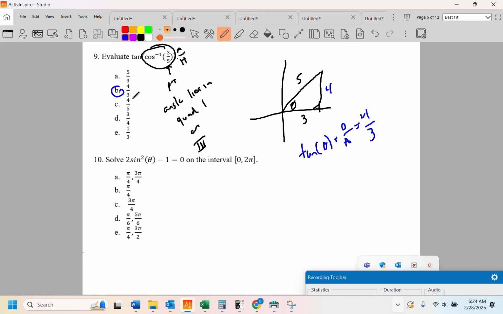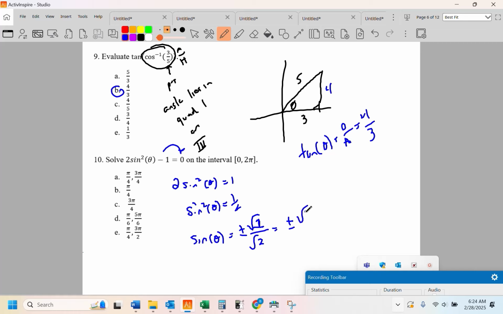But you can't. Solve 2 sine squared of theta minus 1 equals 0. This is a super easy problem. 2 sine squared of theta is going to be 1. Divide the 2 out. Sine squared of theta is 1/2. So the sine of theta is plus or minus the root of 1 over the root of 2, which cleans up to be plus or minus root 2 over 2.